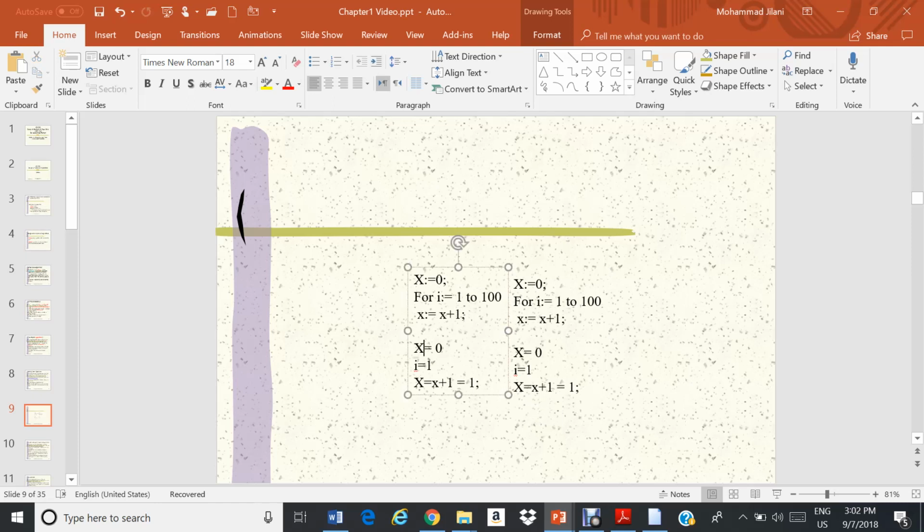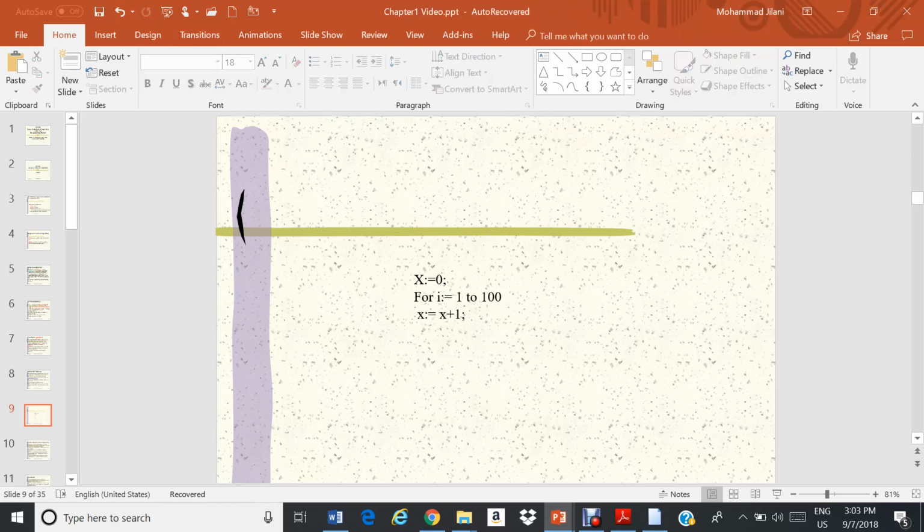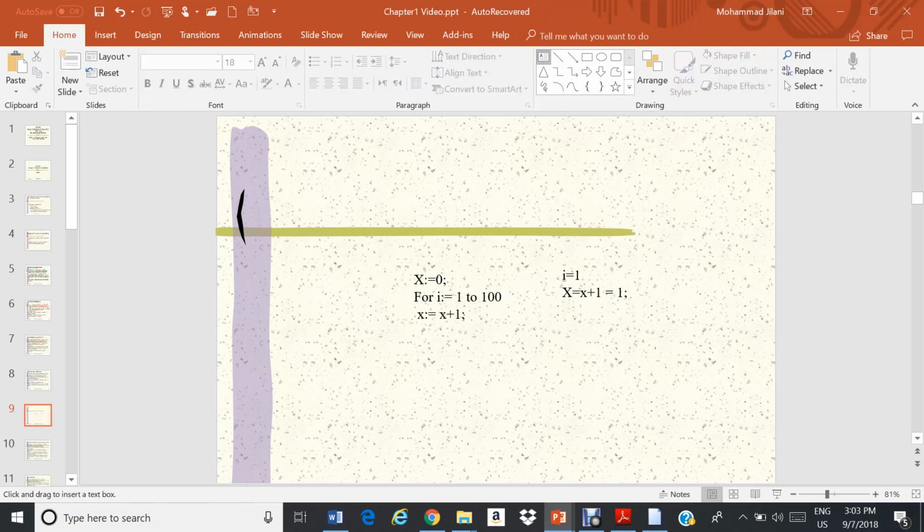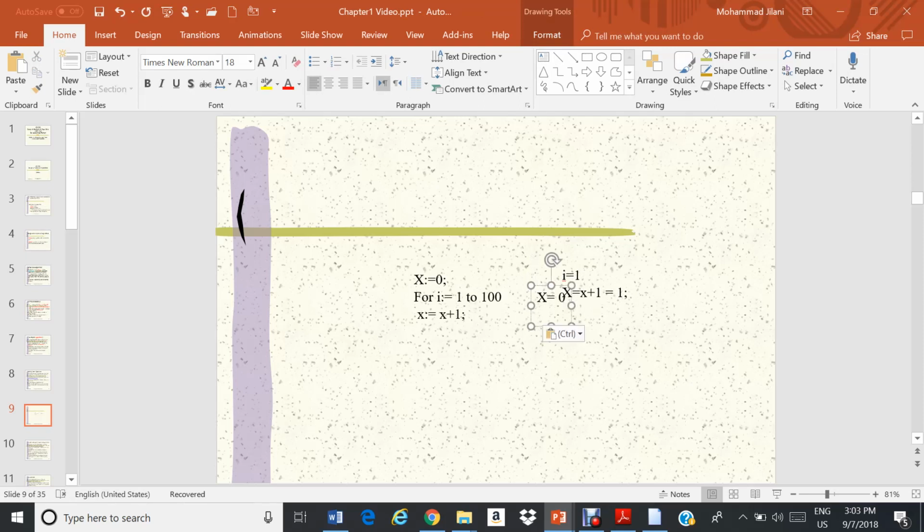Actually, no, that's not what I wanted to do. Let me do the iterations in boxes. So that's iteration number 1. Iteration number 2. No, also this is not right because this is called initialization. So I'll put this as my initialization, which is step number 1. It's not part of the loop. And here are my iterations.